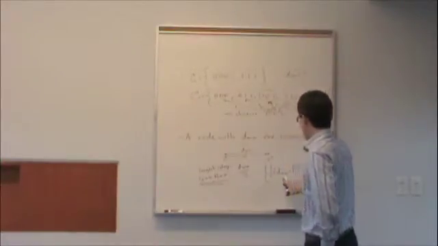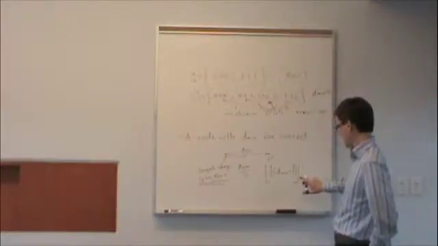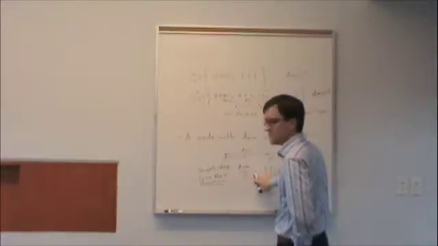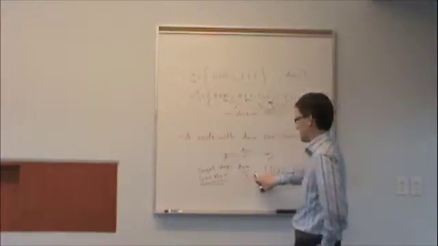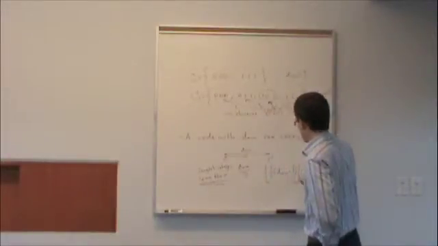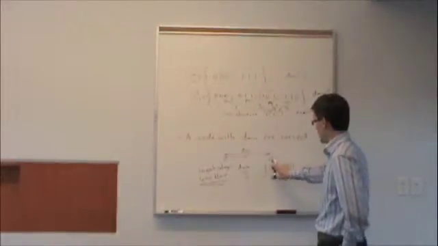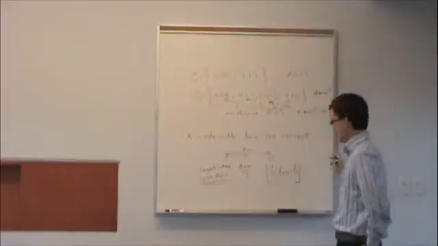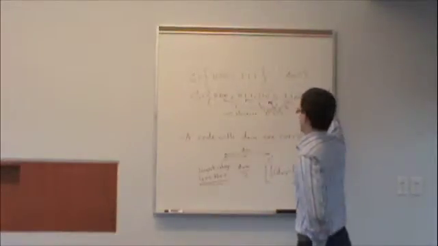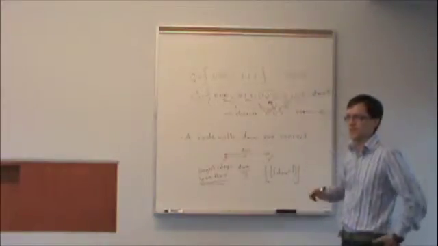D-min is 3. Okay, first off, 3 over 2 is 1.5. What's the largest integer less than 1.5? 1. So if I plug that in here, 3 minus 1 is 2, 2 over 2 is 1, floor of 1 is 1. So therefore, with minimum distance of 2, I can correct 0 errors. With minimum distance of 3, I'm guaranteed to be able to correct at least 1 error.